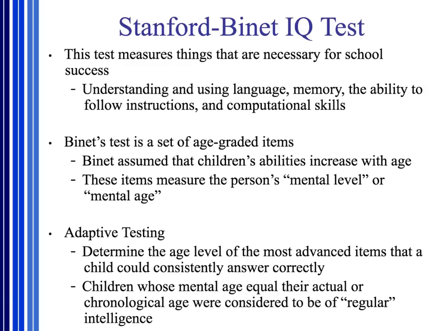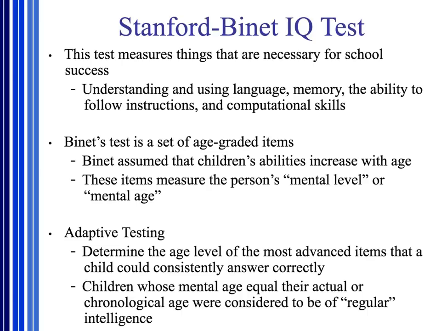So, for example, the kid who's 8 years old but has a mental age of 15 is going to outperform and probably be put in more specialized classes than his classmate who's 8 years old and has a mental age of 8. All right.